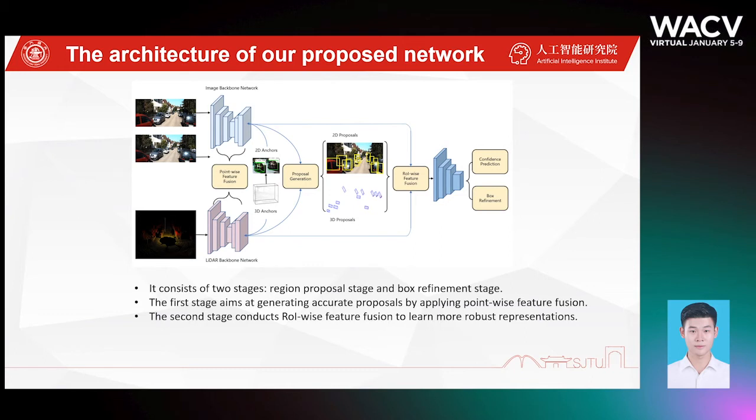It consists of two stages, region proposal stage and box refinement stage. The first stage aims at generating accurate proposals by applying point-wise feature fusion and 2D-3D coupling anchors. The second stage conducts ROI-wise feature fusion to learn more robust representations, and predict final confidence in box refinement.